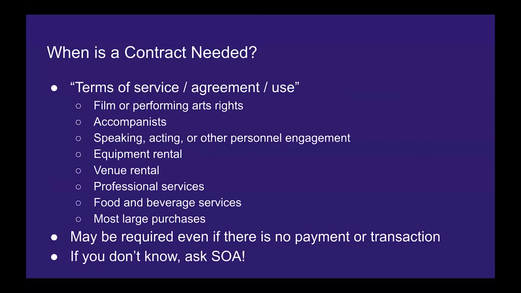A contract is needed when there's language used like terms of service, agreement, or use. A few examples are acquiring rights to a movie screening or a performing arts show, hiring an accompanist, bringing a speaker or public figure to campus, equipment rental, venue rental, professional services, food and beverage services, and most large purchases. This list is not at all exhaustive, but these are common examples of types of contracts we see come through the Campus Life contract process.